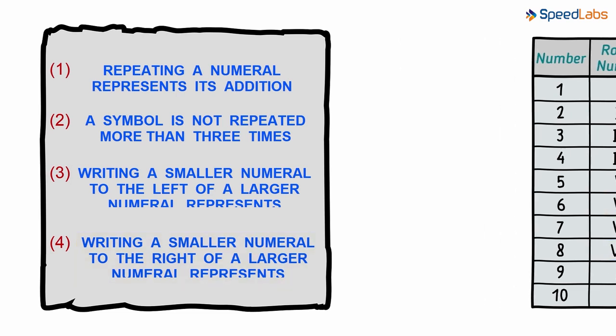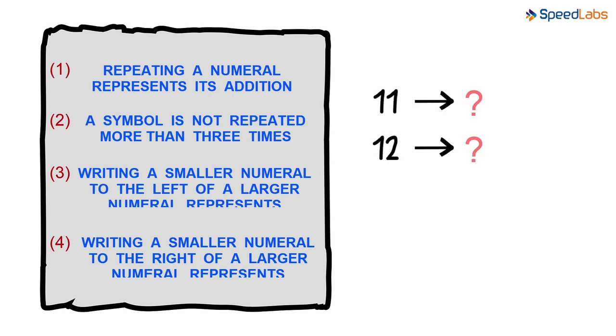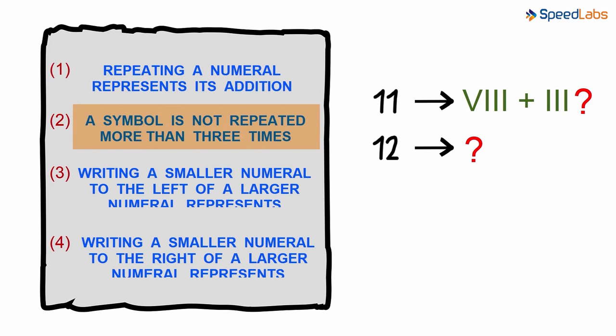Now let us see the Roman numerals 11 and 12. First we try writing the number 11 in the Roman numeral system. Can we write 11 as 8 plus 3? If yes, then how do we express it? Maybe like this. But wait, this cannot be done. Remember the second rule? A symbol can be repeated for a maximum of 3 times only. But there is another rule which says writing a smaller numeral to the right of a larger numeral represents addition.